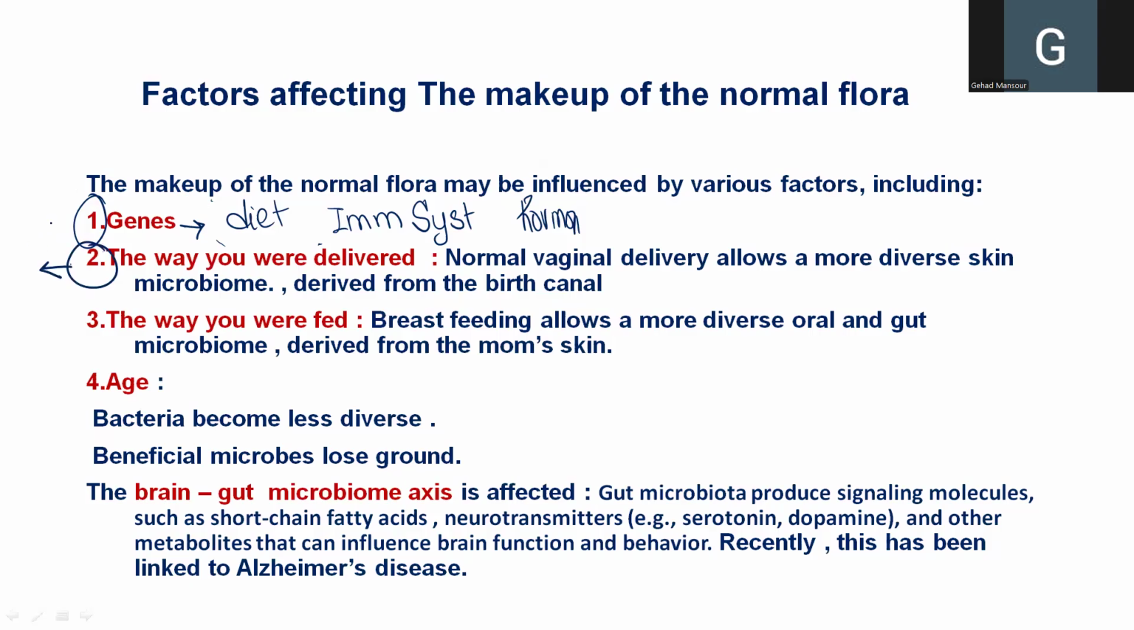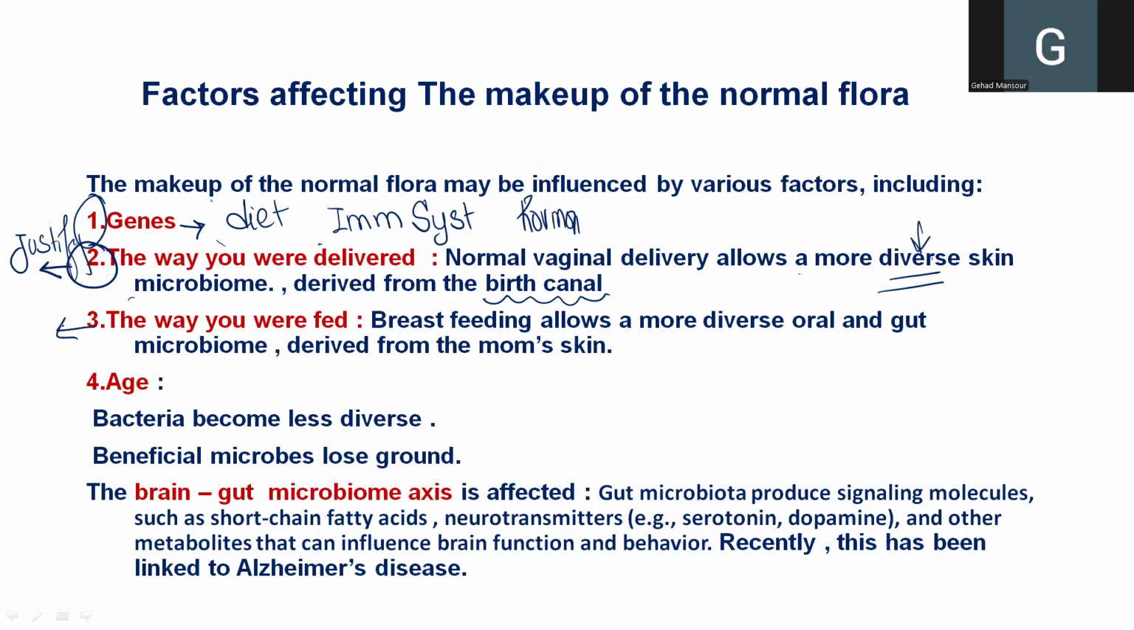but also the way you were delivered. And here we have an important justify question. We always say that any newborn that is born through normal vaginal delivery has better immunity. This is because normal vaginal delivery allows a more diverse skin microbiome. Why? Because it's taken from the vaginal canal or the birth canal.